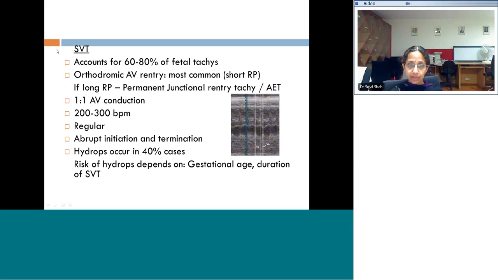Compared to that, supraventricular tachycardia, most commonly a short RP tachycardia, accounts for 80% of all fetal arrhythmias, and we have a 1:1 AV conduction. The rates are usually in the range of 200 to 250. It's regular. It could abruptly start and stop, which you could see when you're doing a fetal echo. Hydrops can happen in 40% of cases. However, the risk of hydrops depends upon the duration of SVT. Very, very important. So when you're seeing it and it is persistently there, the risk of hydrops is more.